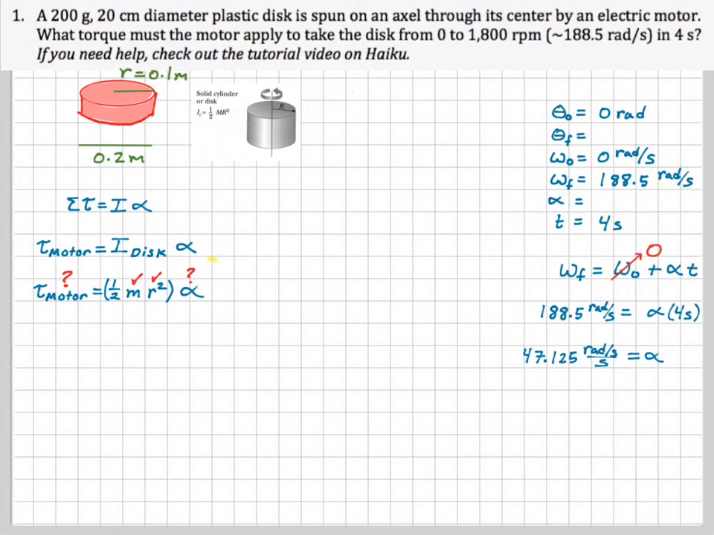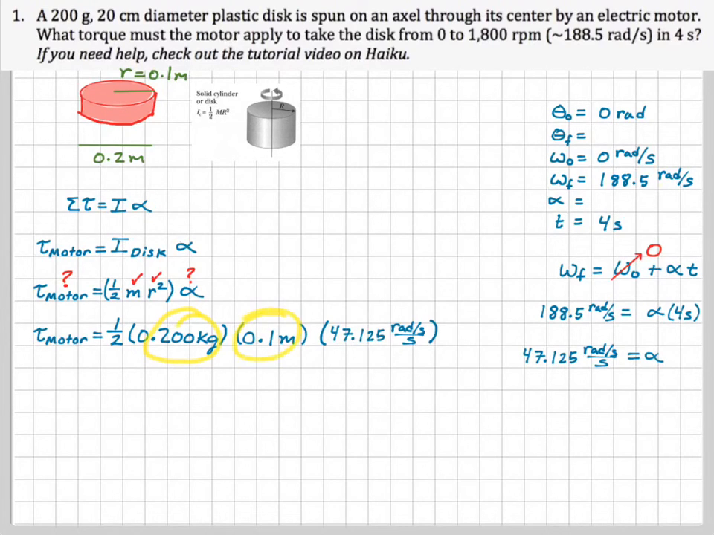So now we know alpha, so our only unknown is torque of the motor, and we can go ahead and solve for it. We'll substitute the alpha in. The mass of the disc is 0.2 kilograms, the radius of the disc is 0.1 meters, and our angular acceleration is 47.125 radians per second squared. Then we can solve for torque of the motor, and we find that the torque of the motor that makes this plastic disc accelerate at that rate must be 0.47 Newton meters.